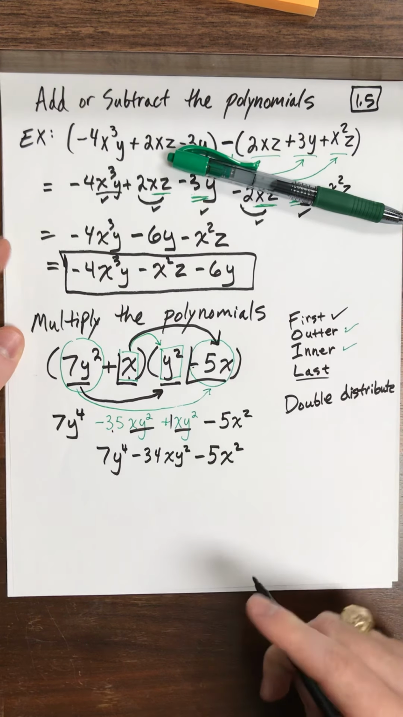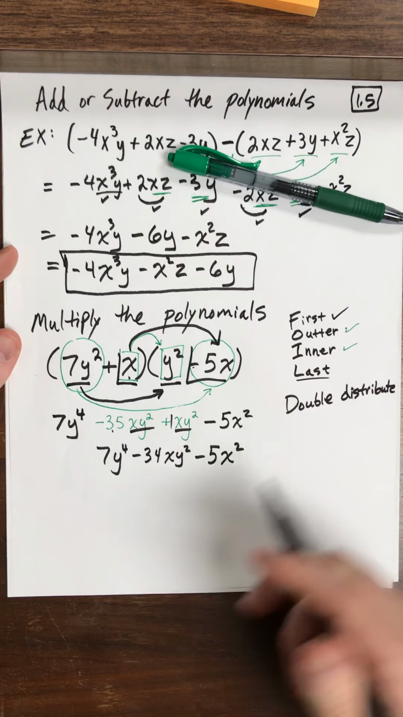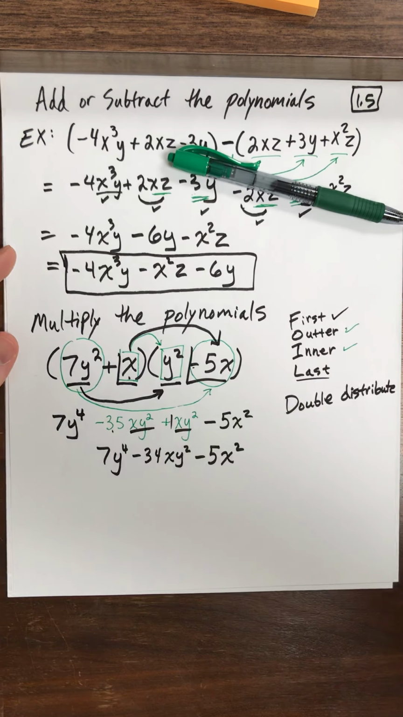So the distributive property, when we multiply a number that's outside the parentheses by everything that's inside. All right, cool.